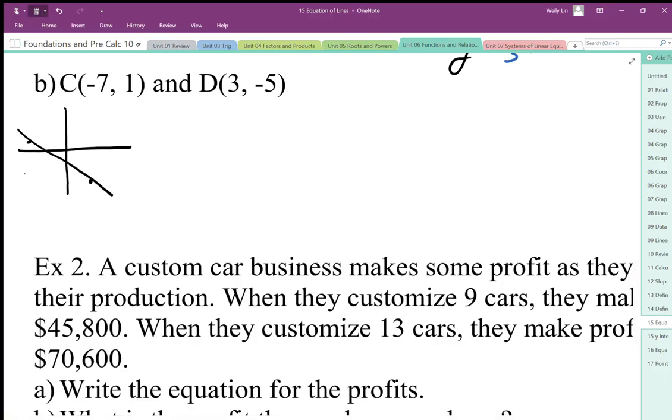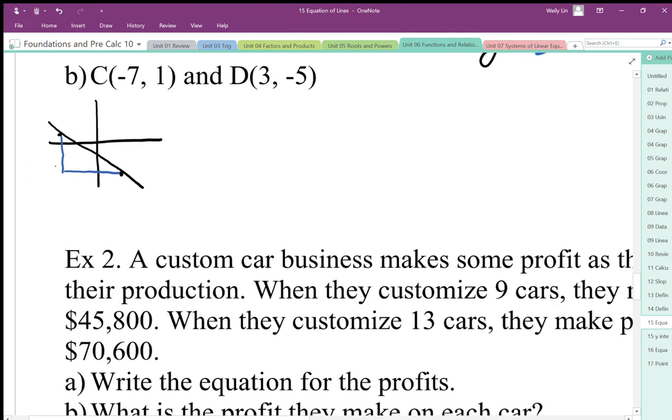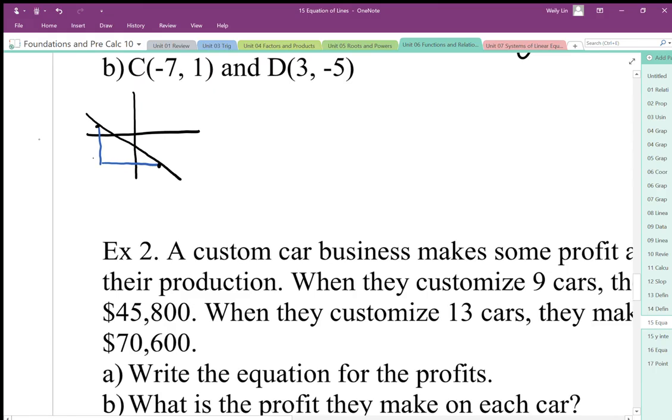It looks like it has negative slope, so when I do my slope, I just want to make sure that my sign is correct. When I find the change in y, I end at -5 and I start at +1, so my change in y is -6. My change in x: I ended at 3, I started at -7. That means I went to the right 10.